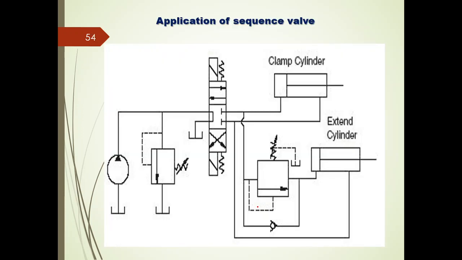Let us see one application of this sequence valve. The first one is for the clamping cylinder, that is in order to clamp the workpiece, right? So this is nothing but the workpiece I am having. So this is the workpiece and this is the stationary element, right? First, what is my intention? I need to clamp the workpiece. After that only I need to make a drill, right? The drill bit, assume the drill bit is connected to this piston, right?